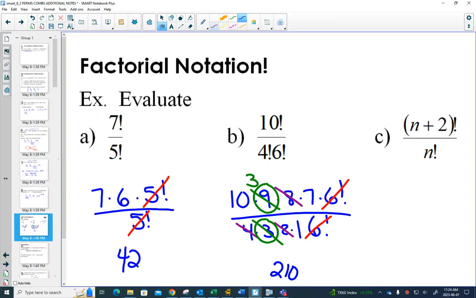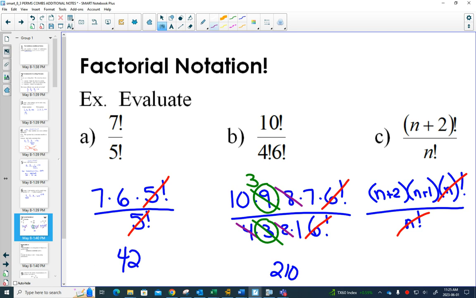And finally, if you're simplifying and you have variables, again, expand the bigger one. N plus 2, 1 less would be N plus 1, and we keep going until we get to the number on the bottom. Your N factorials would cancel out. And if we expand this, you would get N squared plus 3N plus 2 as your final answer.